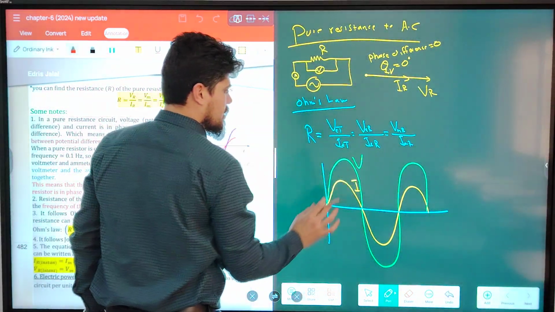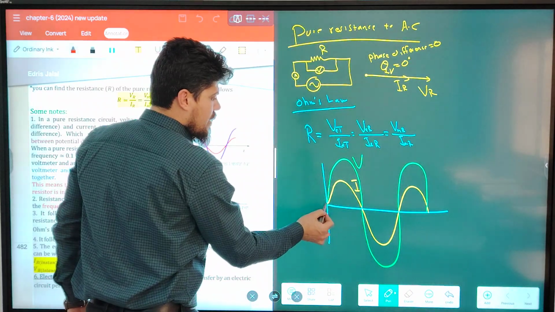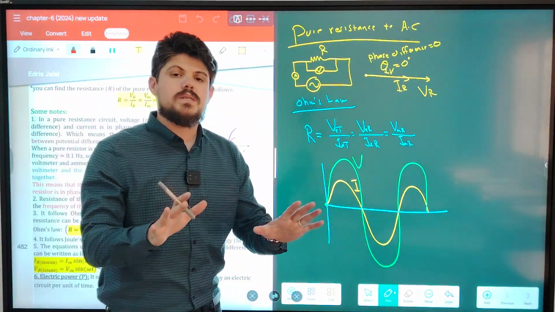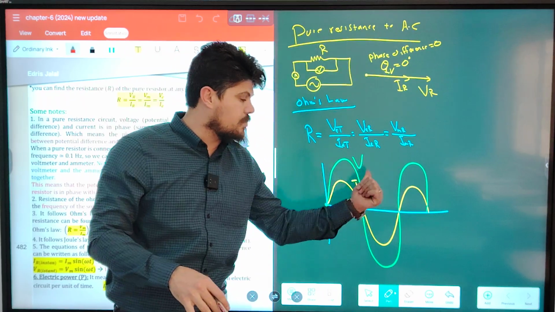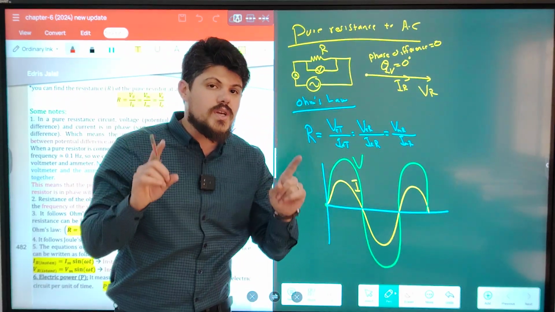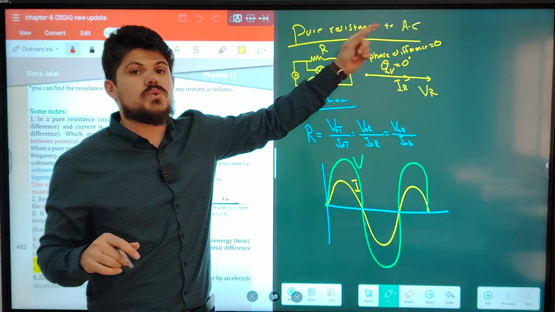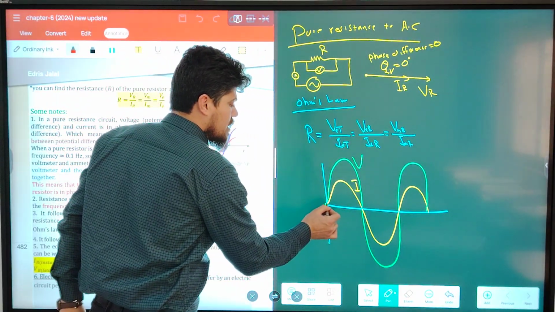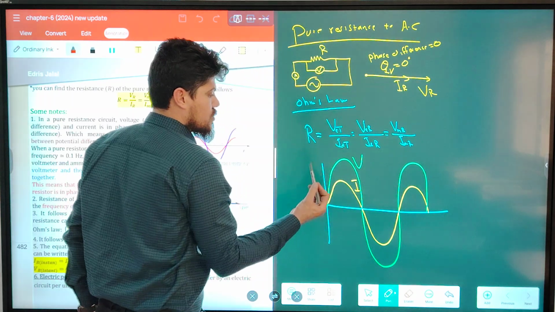Guys, look. This is potential difference. When current is zero, potential difference is also zero? Yes. What do I mean by this? It means that the phase difference between current and potential difference in a pure resistance AC circuit is zero. Phase difference in a pure resistance AC circuit is equal to what? Zero. Why? Because when current is zero, potential difference is also zero.